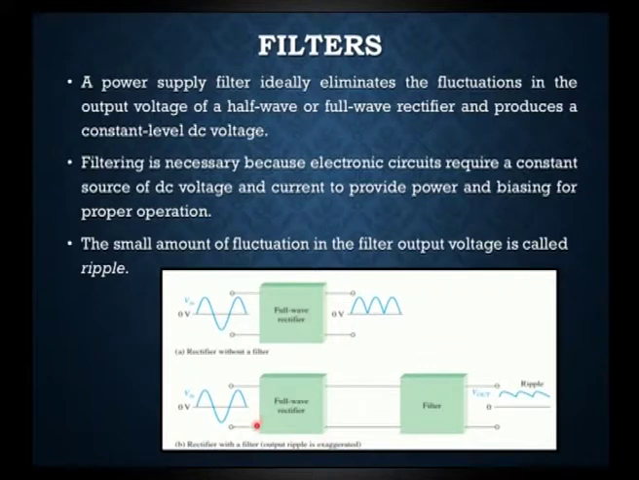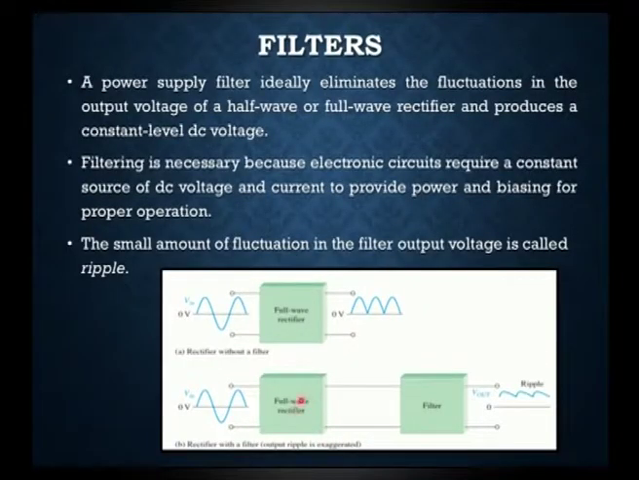If we use a filter, the output will have a ripple. A small amount of fluctuation in the filter output voltage is called ripple. So, the output voltage from a filter will have ripple. We can observe here the full wave rectifier, and its output is given to the filter. The filter output will have some small ripple. This small amount of fluctuation is called ripple, and it is from the output of the filter.